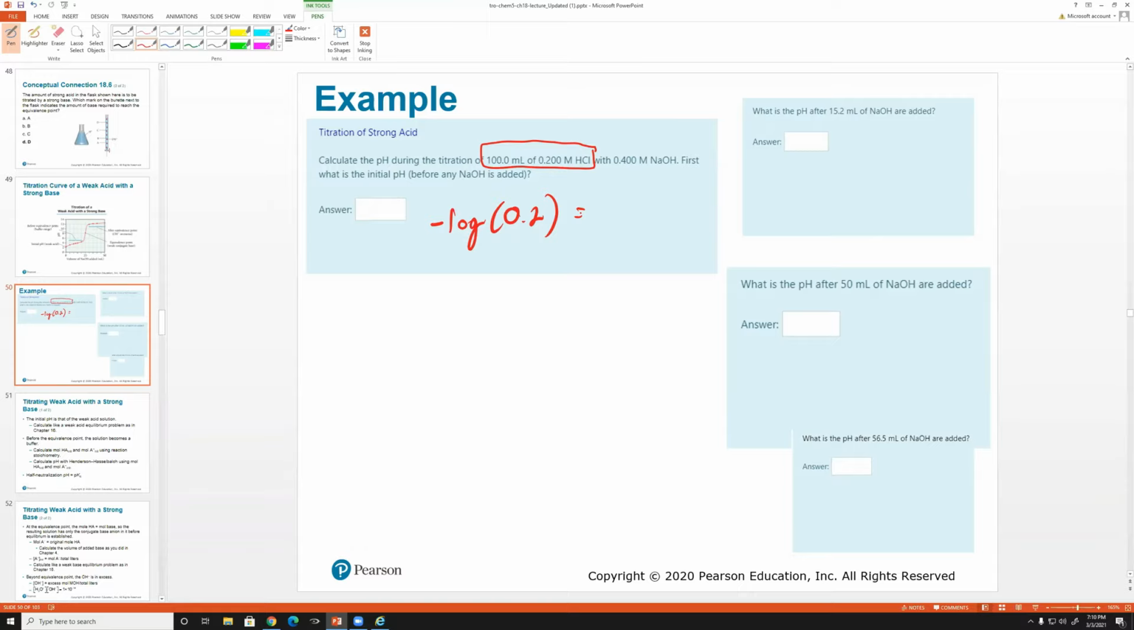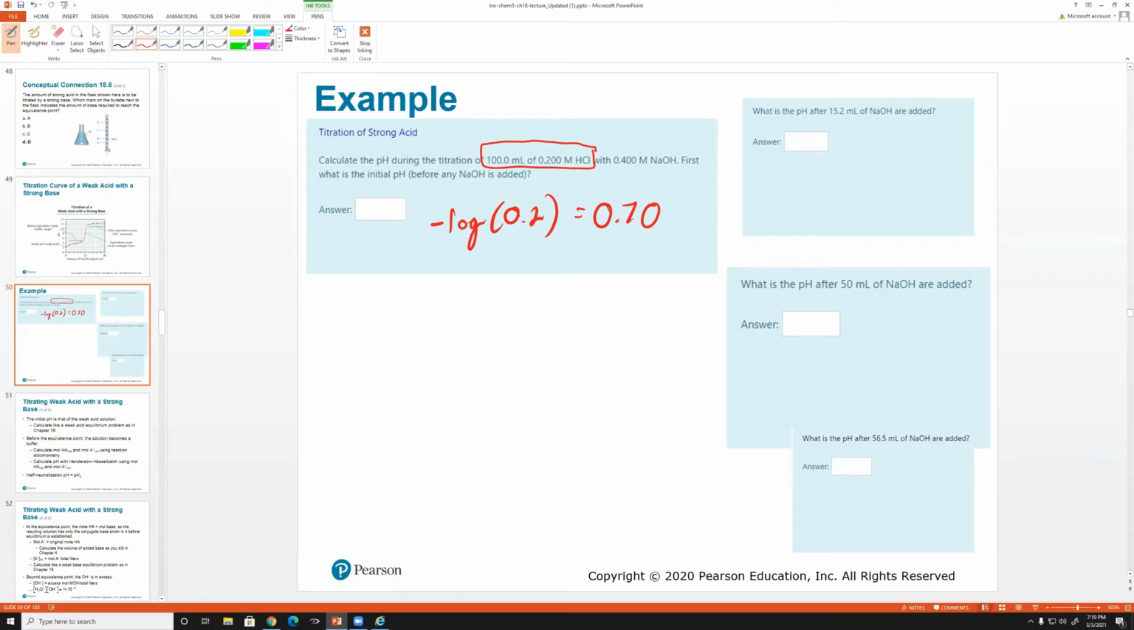So the negative log of that, let me get my calculator out, 0.2, and you get 0.70. Okay, that makes sense, right? It's hydrochloric acid. Remember, strong acid. For these strong acids, there's complete dissociation. So in this initial solution, you're going to have 0.2 molar of hydrogen. That's automatically used in pH.